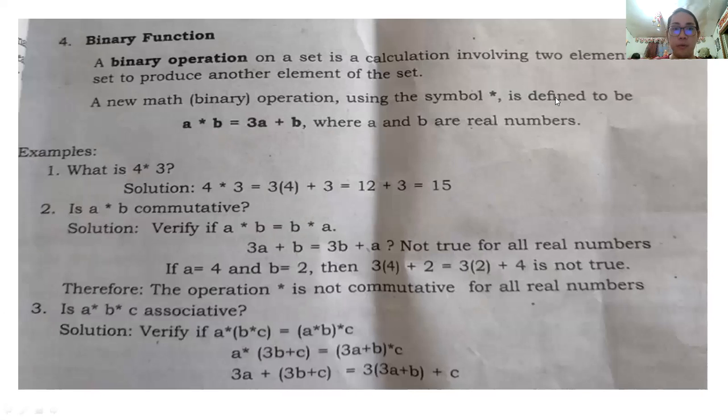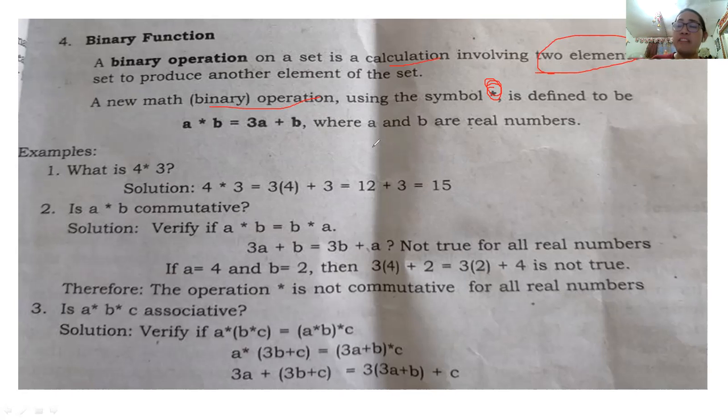So another thing that I want to talk about, the fourth basic terms in mathematics. We have the sets, relation, function. Then the fourth one, or the last one, is the binary operation. So binary operation, as you can see on the set, is a calculation involving how many? Two elements. Meaning to say, from the word itself, binary, it involves two elements of the set to produce another element of the set. So a new math binary operation is using the symbol, this one. So if you encounter this symbol, the asterisk, that means binary operation.